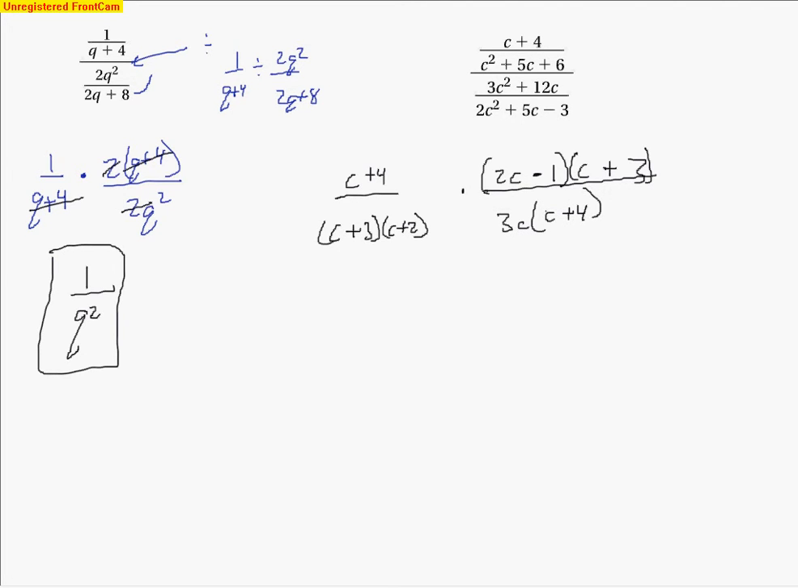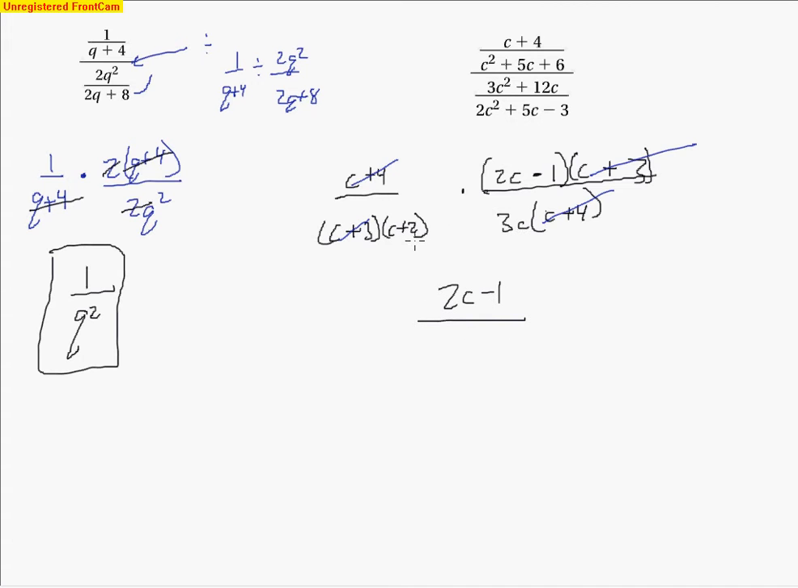And so now I'm ready to go ahead and reduce. The c plus 4's cancel out. We've got the c plus 3 here, canceling out this c plus 3, and that's as far as we can go. So what's left over is the 2c minus 1.